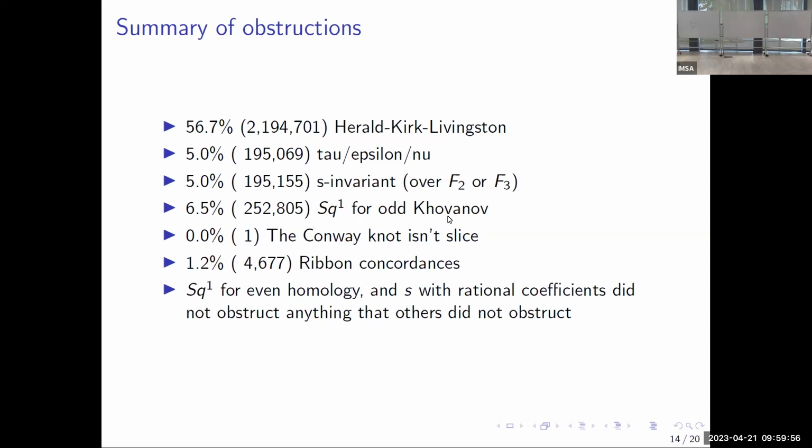There's also a version of SQ1 for even homology, and there's also S with rational coefficients. These did not obstruct anything that the other ones didn't obstruct. So they were just strict subsets. So that's how useful these obstructions were.